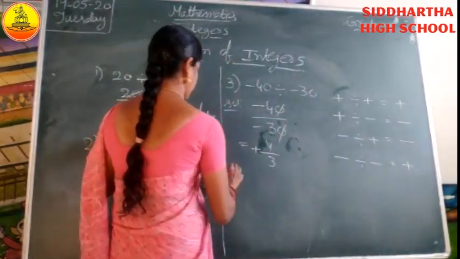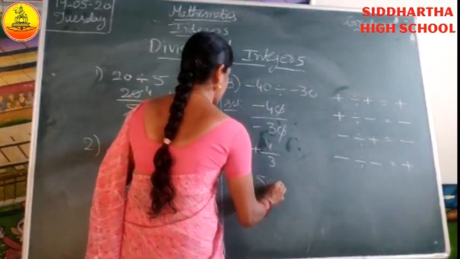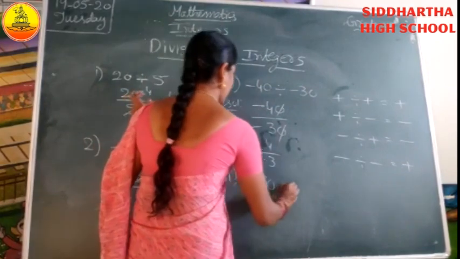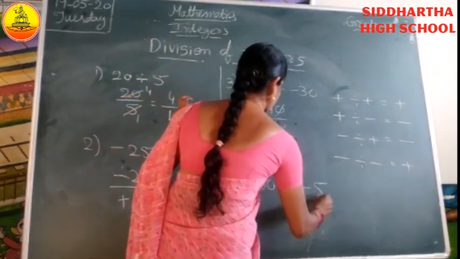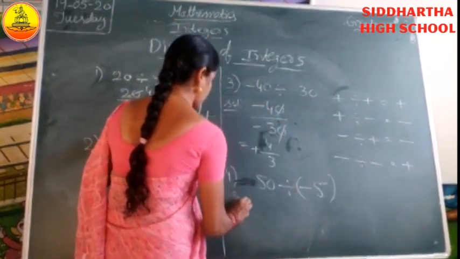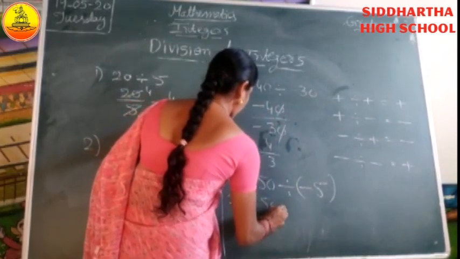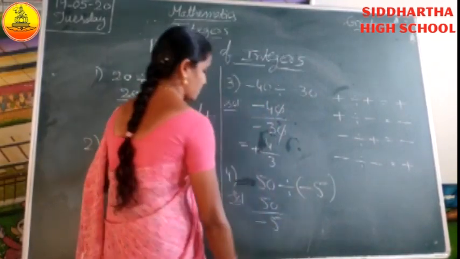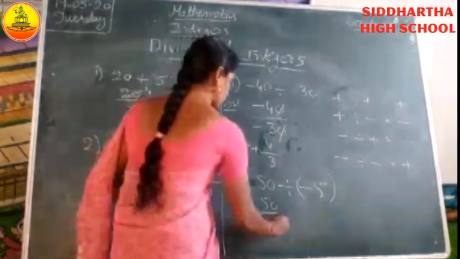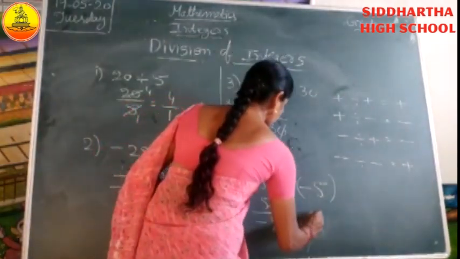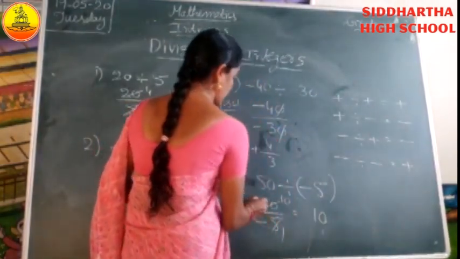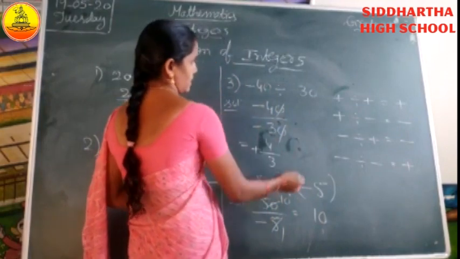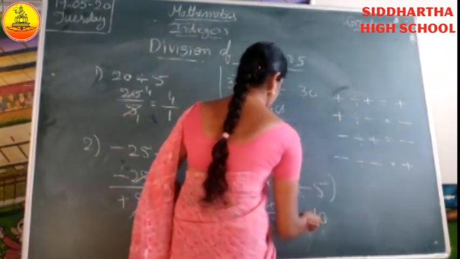Okay. Next. 50 divided by minus 5. So how to divide? 50 by minus 5. In the 5 table, 50 how many times? 5 tens are 50. 10. This is positive, plus. Plus divided by minus, plus divided by minus gives minus.